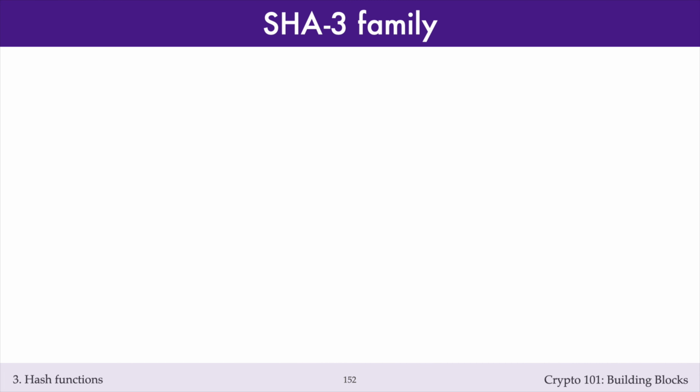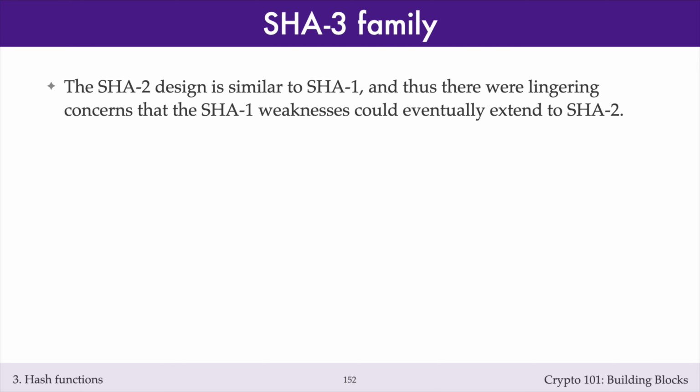I'll conclude this lecture with some brief remarks on SHA-3. The hash functions in the SHA-2 family are similar to SHA-1, which in turn is similar to MD4. And so, after Professor Wang found her attacks in 2004 and 2005 on MD4, MD5, and SHA-1, there were lingering concerns that the SHA-1 weaknesses could eventually extend to SHA-2. For this reason, NIST began a hash function competition for the next generation of hash functions.